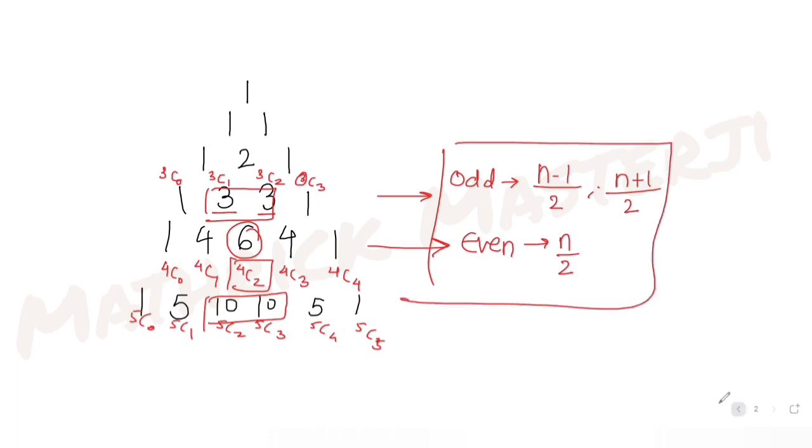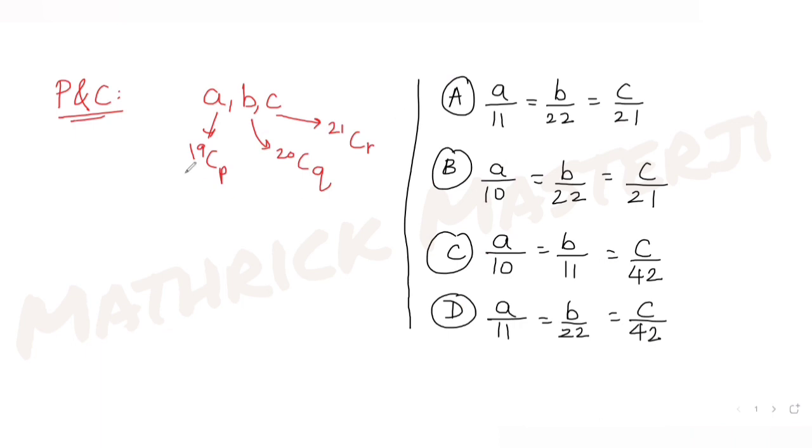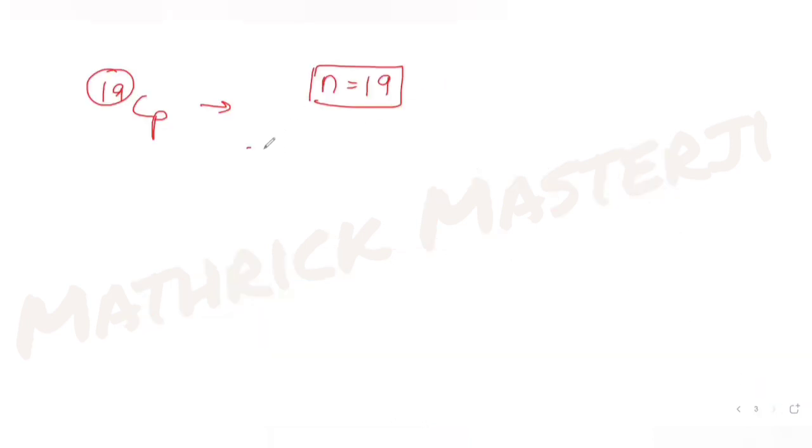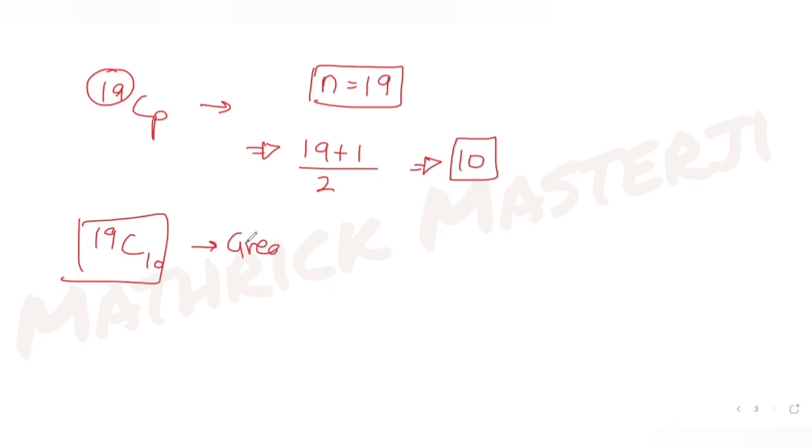Now once I have this idea, I have been told A, B, C are the greatest values of these three combinations. So let's figure out. I have 19CP. Now n here in this case is 19, and when n is 19, I can figure out either this or this, any one out of them, because both of them give me the greatest values. So let's use n plus 1 divided by 2. If I do 19 plus 1 divided by 2, that is 20 divided by 2, which is 10. So basically, I understand 19C10 is going to give me the greatest. This is basically the value of A I can have.